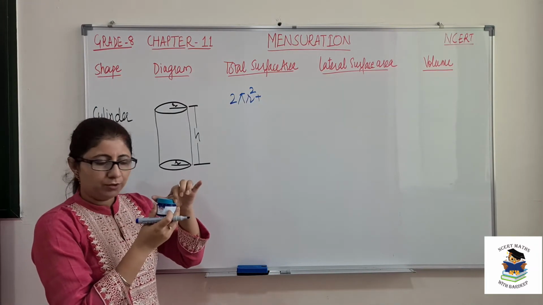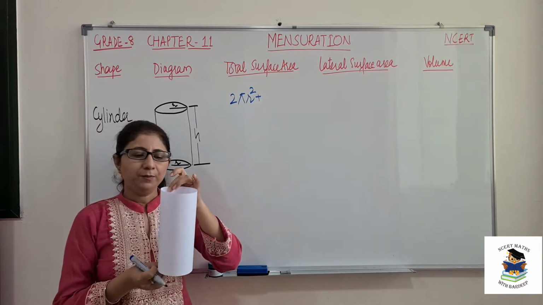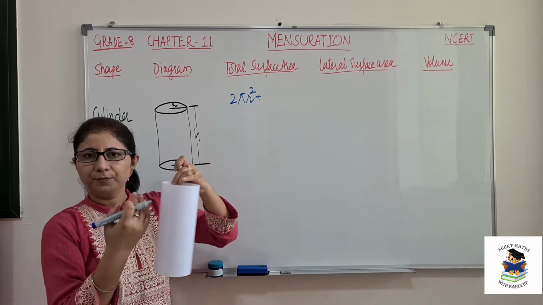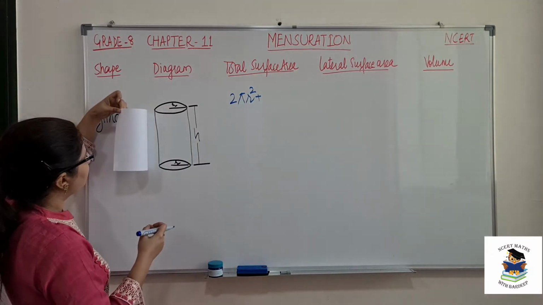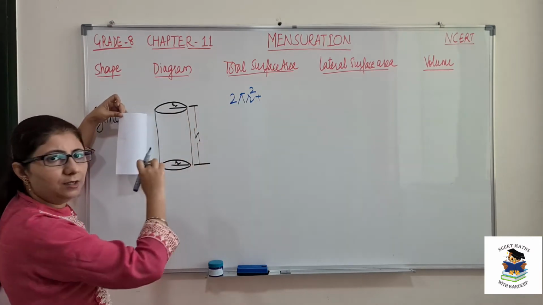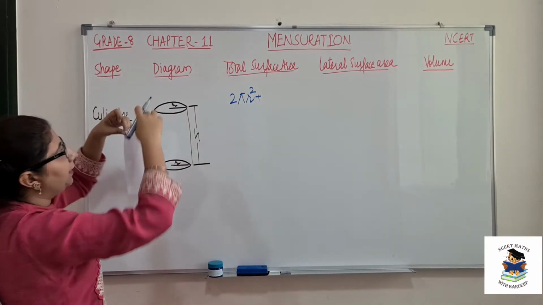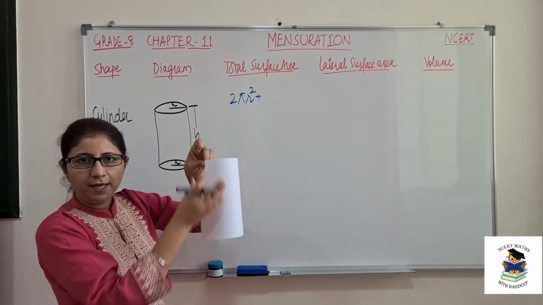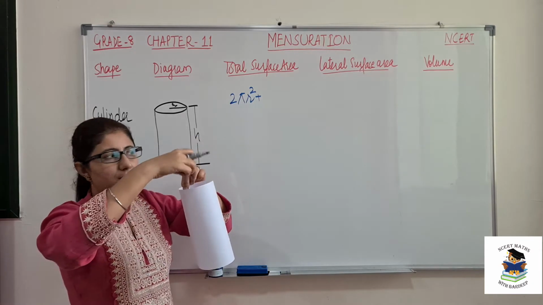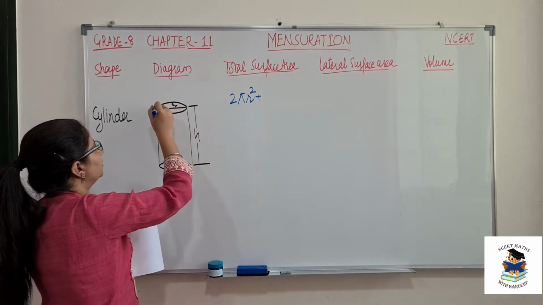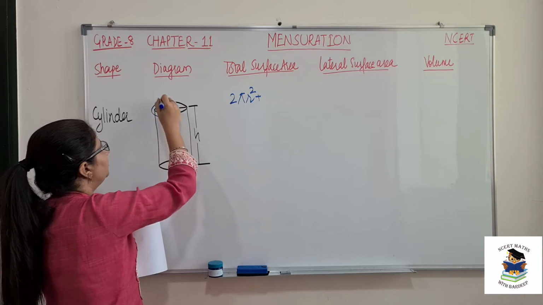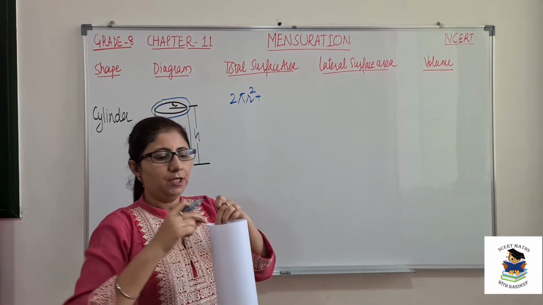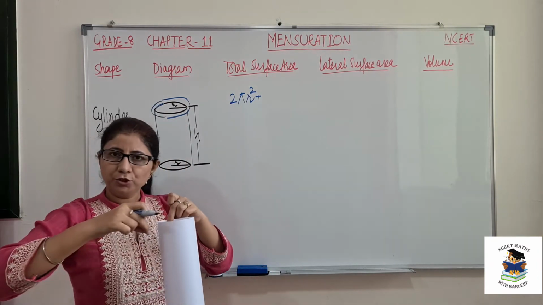So let's first find out this. Suppose I am considering this cylinder. What is this curved part? The height is h and this circular part has radius r. So this is pi r square and this is height h. If this is the circular part, what is its circumference? The circumference of this circle will be 2 pi r. So this particular length is 2 pi r.